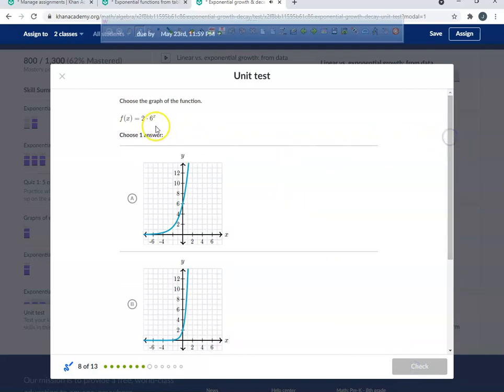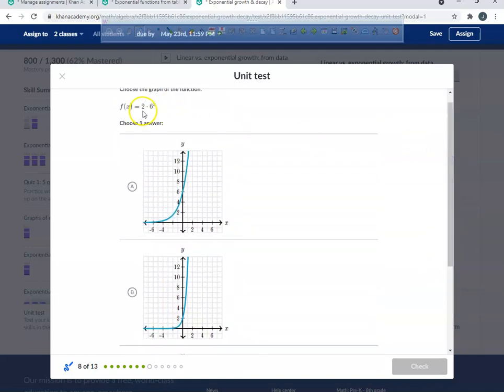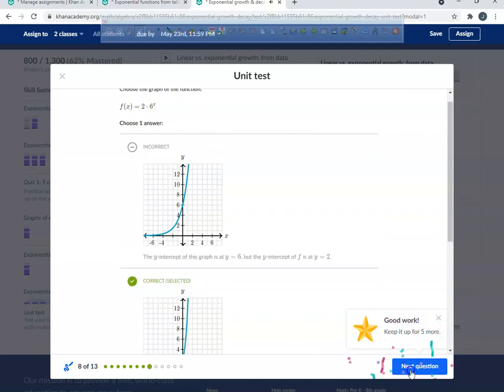All right, choose the graph. Where's the y-intercept? 2. That's not it. Ooh, that could be it. That's not it. So just some of these, you don't have to really think too hard. Just know that that's your a value, which is your y-intercept, and boom.